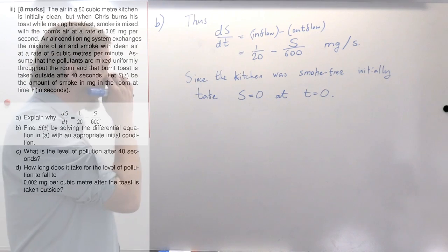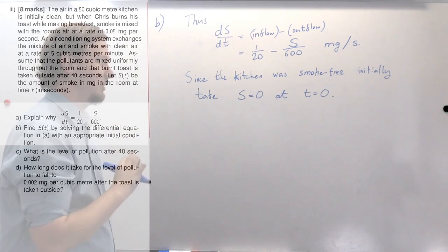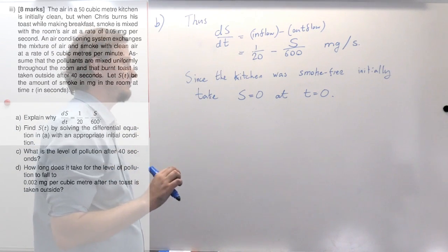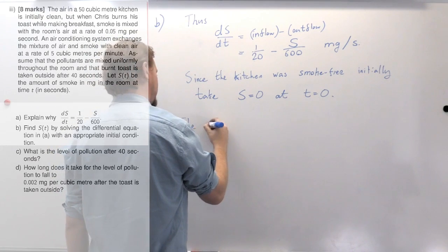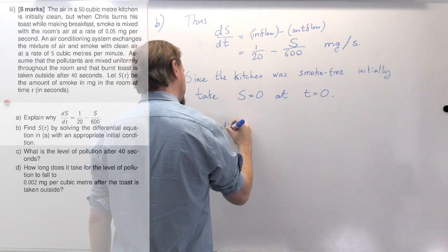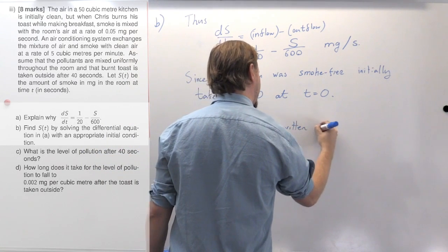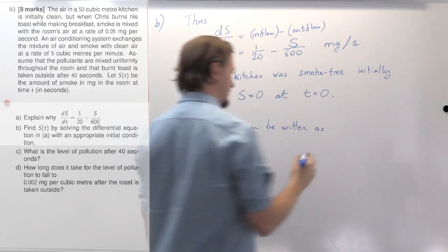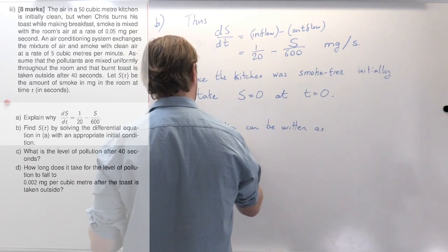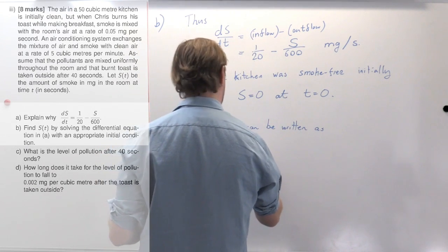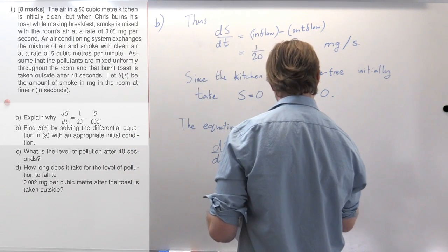Yeah, so this is a linear equation, and it's a linear first order equation, so probably the easiest way to solve this one is to use an integrating factor. So the equation can be written as the following. So we have that ds/dt plus s over 600 is equal to 1 over 20.